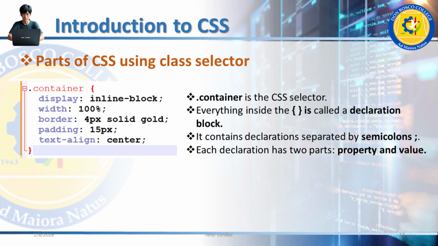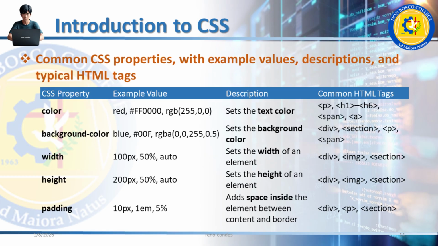Let us understand the parts of CSS using a class selector based on the example. Container is the CSS selector. Everything inside the curly braces is called a declaration block. The declaration block contains declarations separated by semicolons. Each declaration has two parts, a property and a value. Next, let us identify some common CSS properties, along with example values, descriptions, and typical HTML tags.